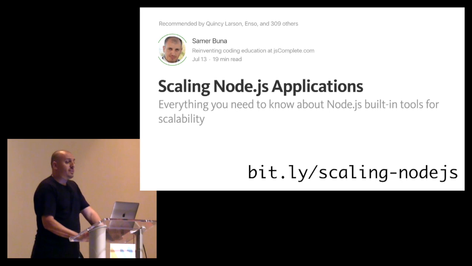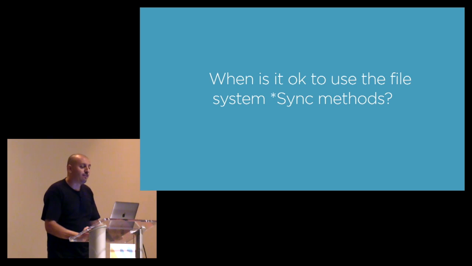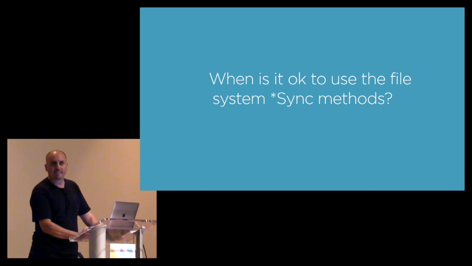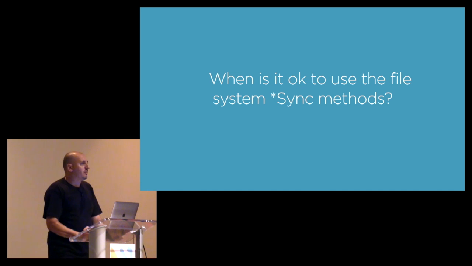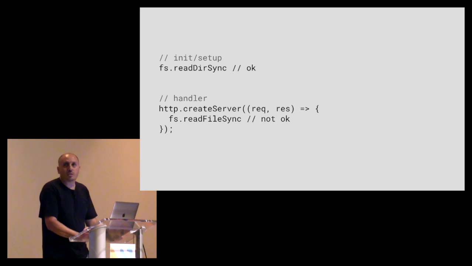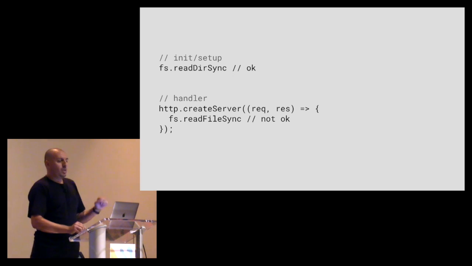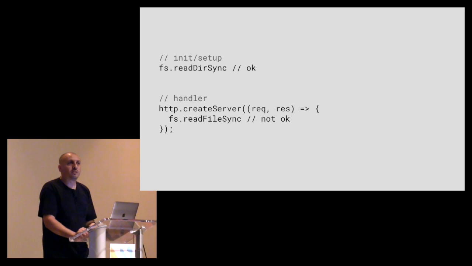All right, when is it okay to use the file system synchronous methods? Every file system has a synchronous method. So you've got writeFile, you have writeFileSync. Why would you do that? Sometimes it's okay. For example, in your initializing step, if you're just loading the server, it's sometimes okay to do things synchronously, because everything else probably depends on that data. That's okay, it's a one-time thing.